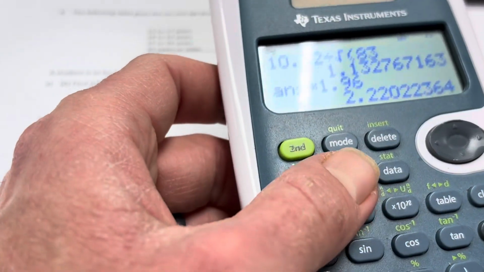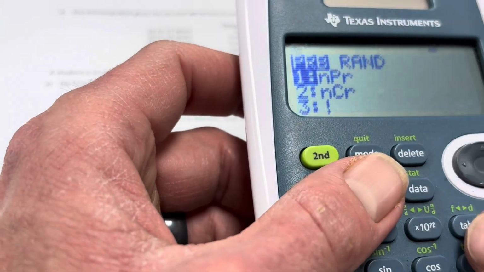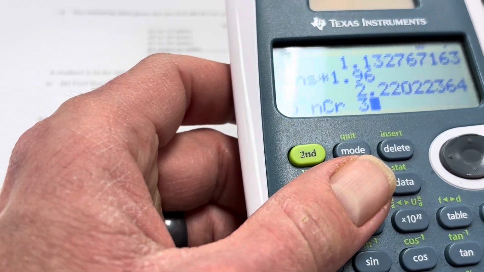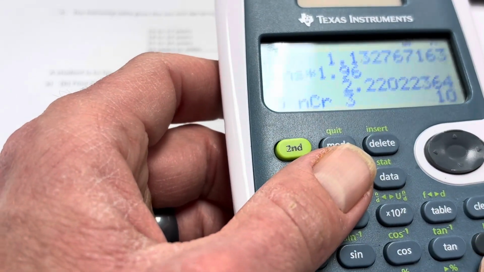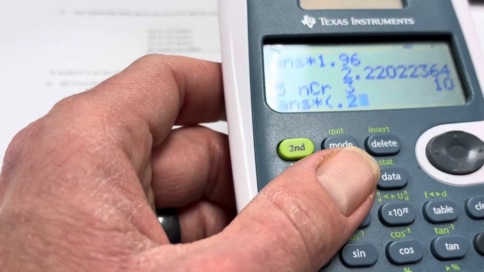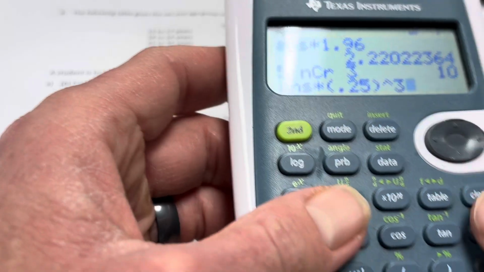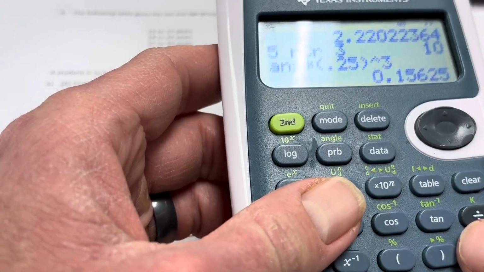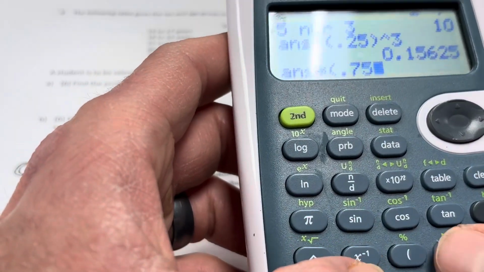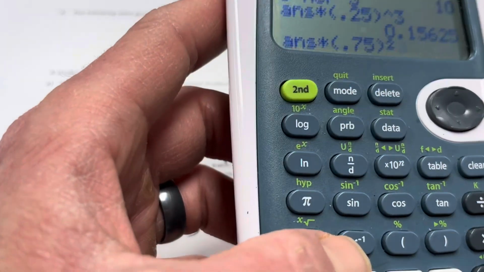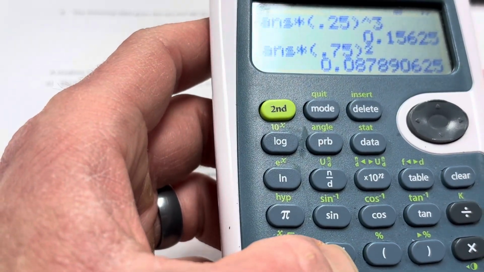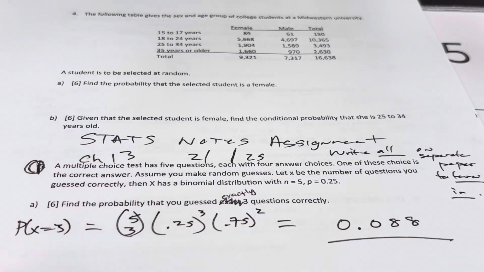So 5 choose 3. You're going to go 5, PRB, second choice, nCr, 3, and hit enter. Then I'm going to do times. So answer times 0.25 raised to the third. You can hit enter if you want. You can do times 0.75 squared. Probably be in math print for this. I'll make it easier: 0.88. Let's go.